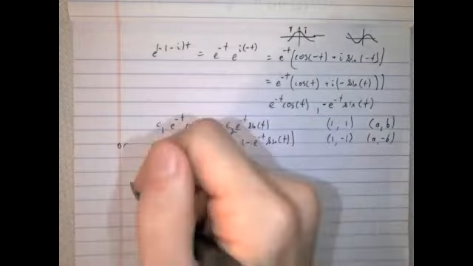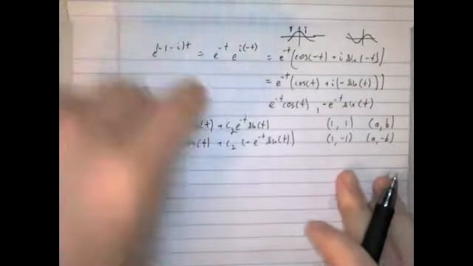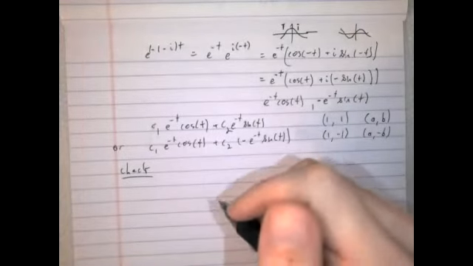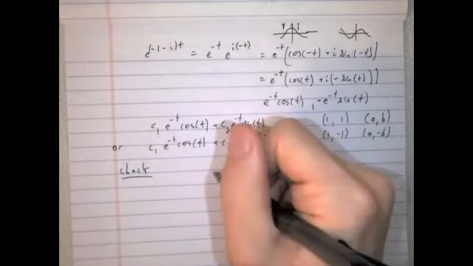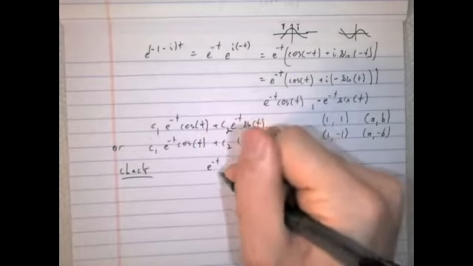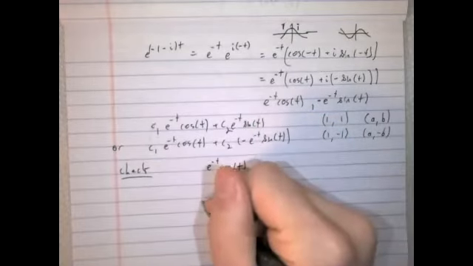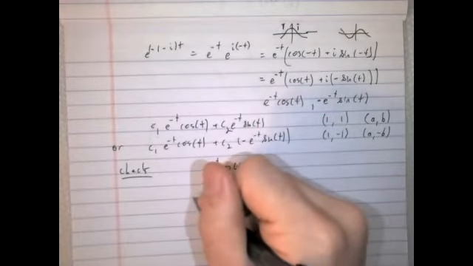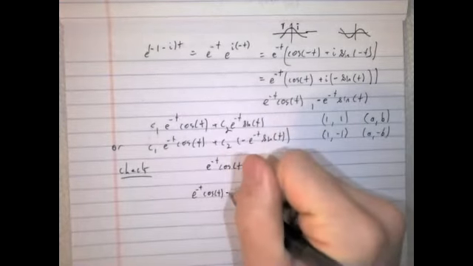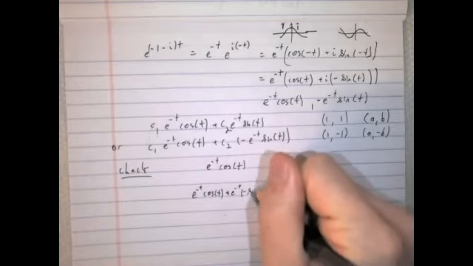Okay, now a second thing to check, which we should have checked before having this whole discussion, is the Wronskian. So we need to check the Wronskian of these, which is going to be e to the negative t cosine of t as the first term. Down here, I need to take the derivative. So I get e to the negative t cosine of t plus e to the negative t times negative sine of t.